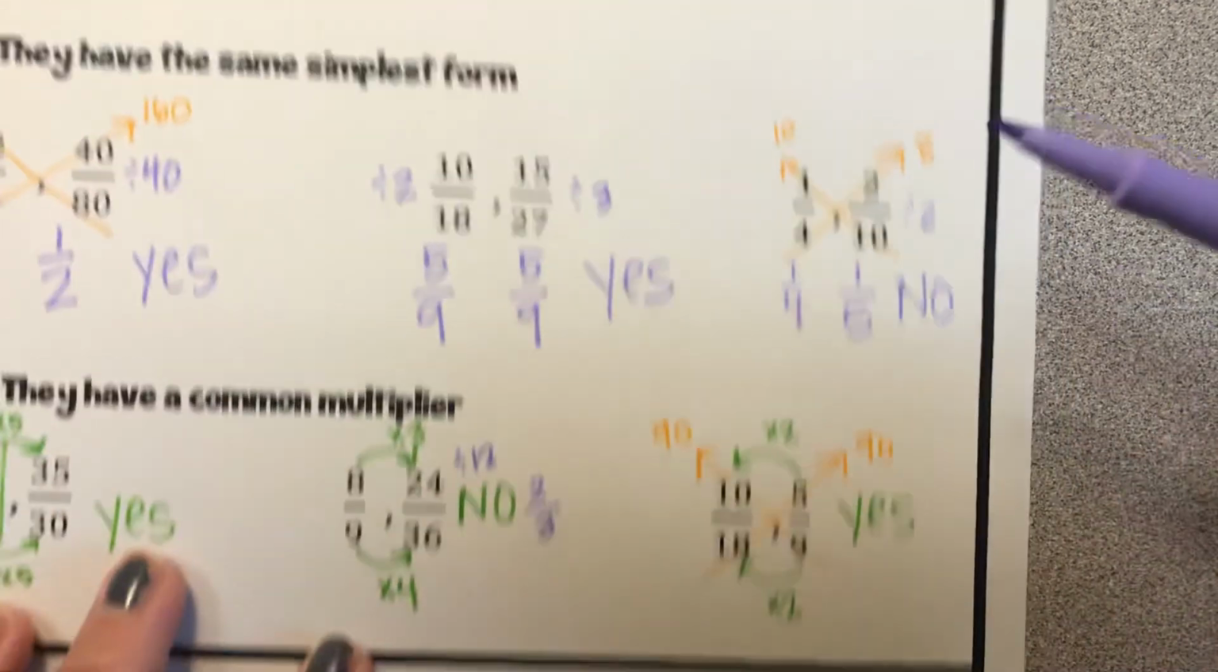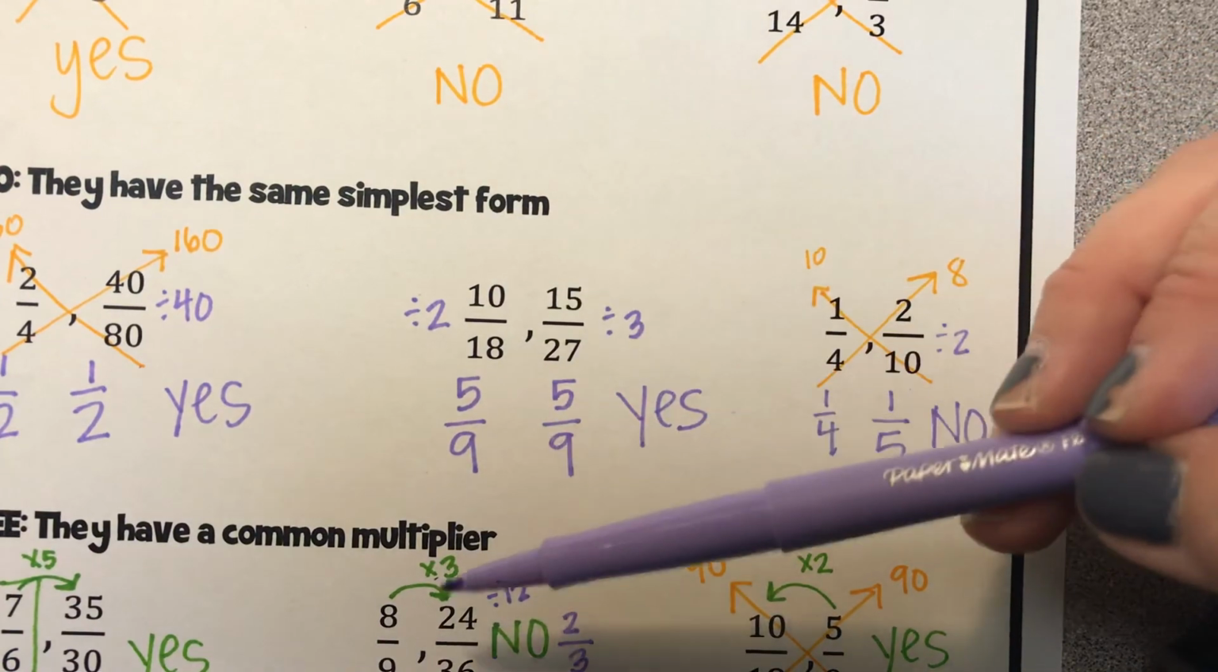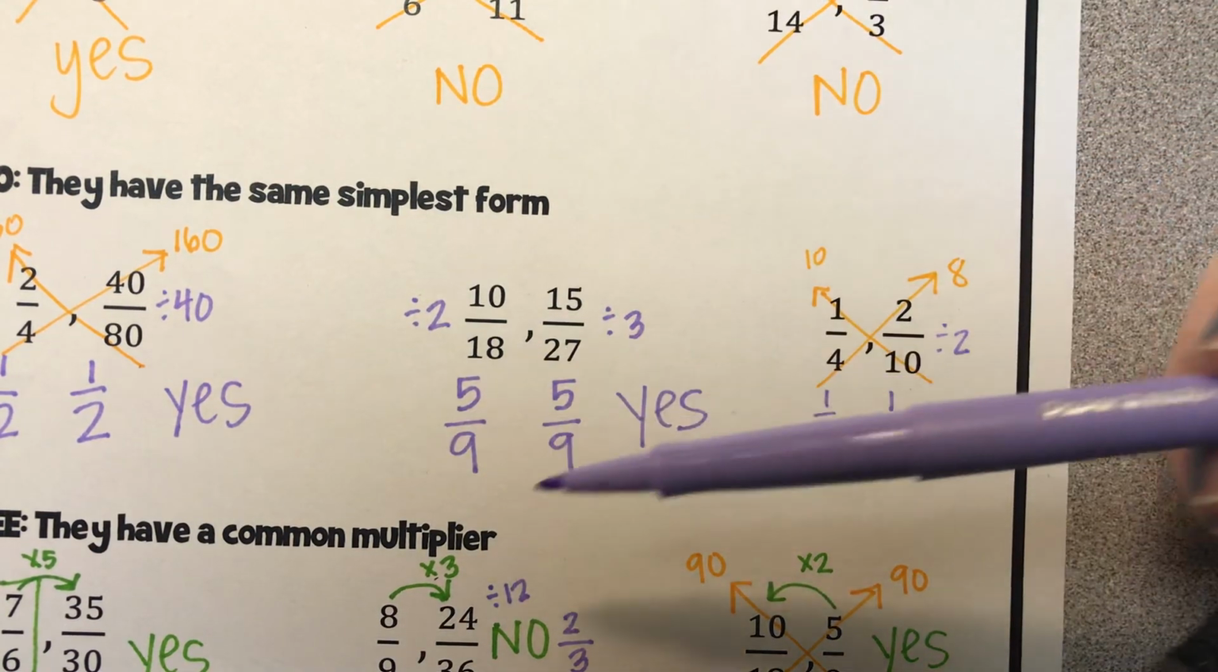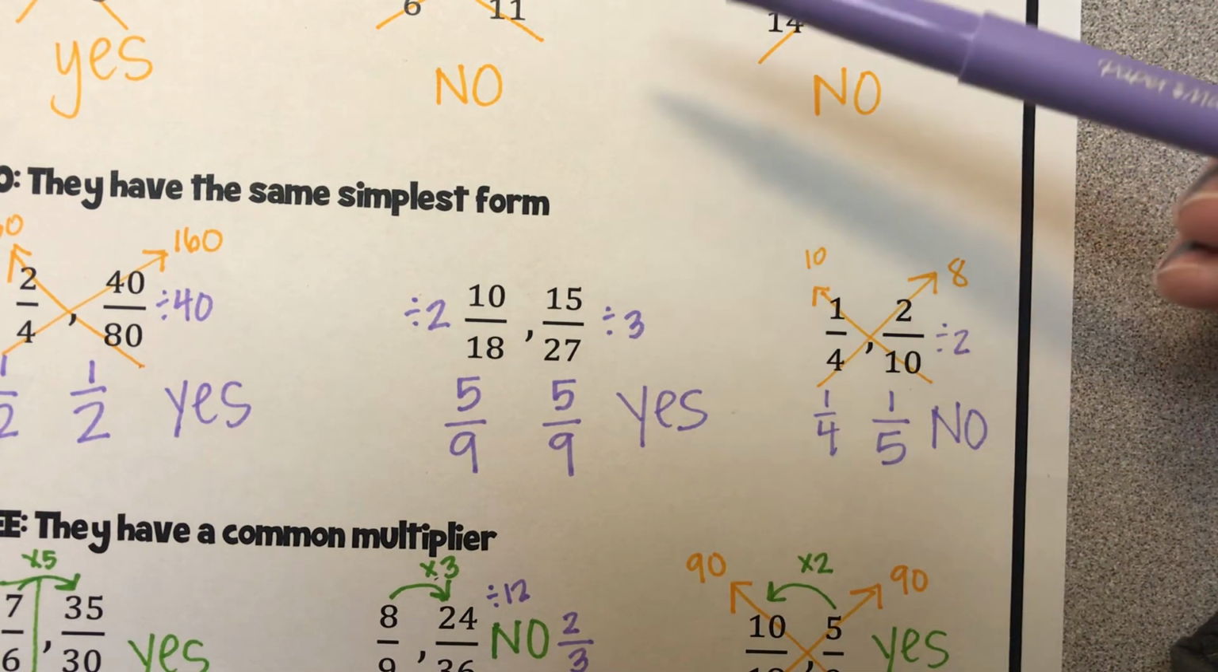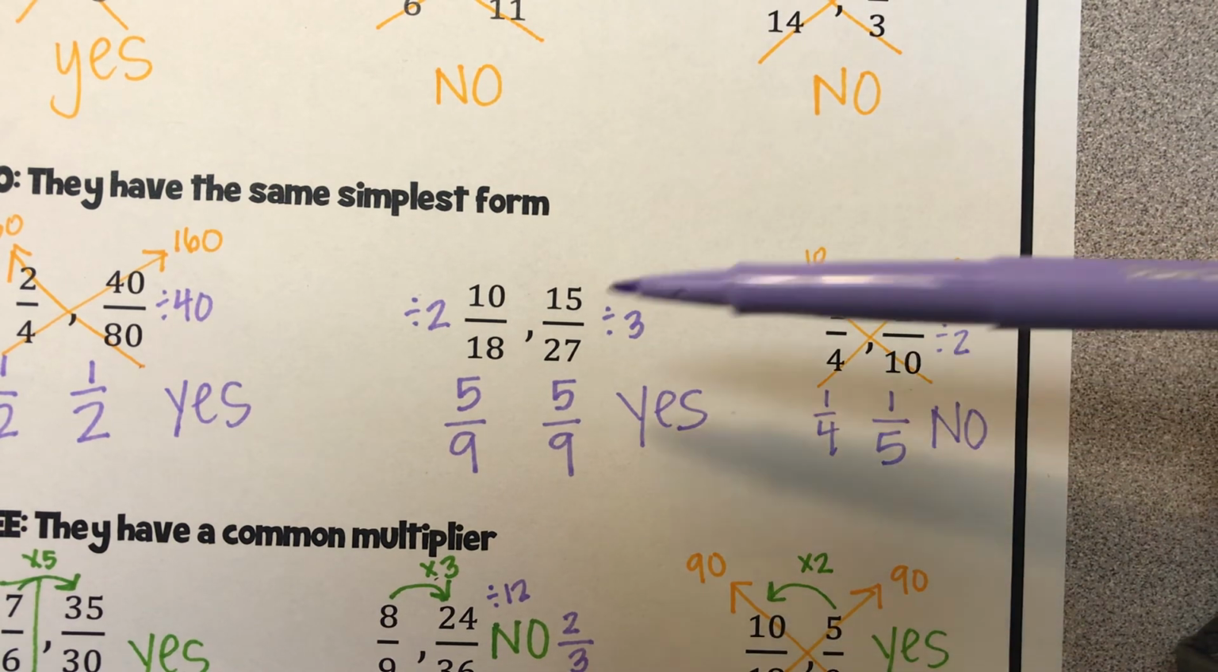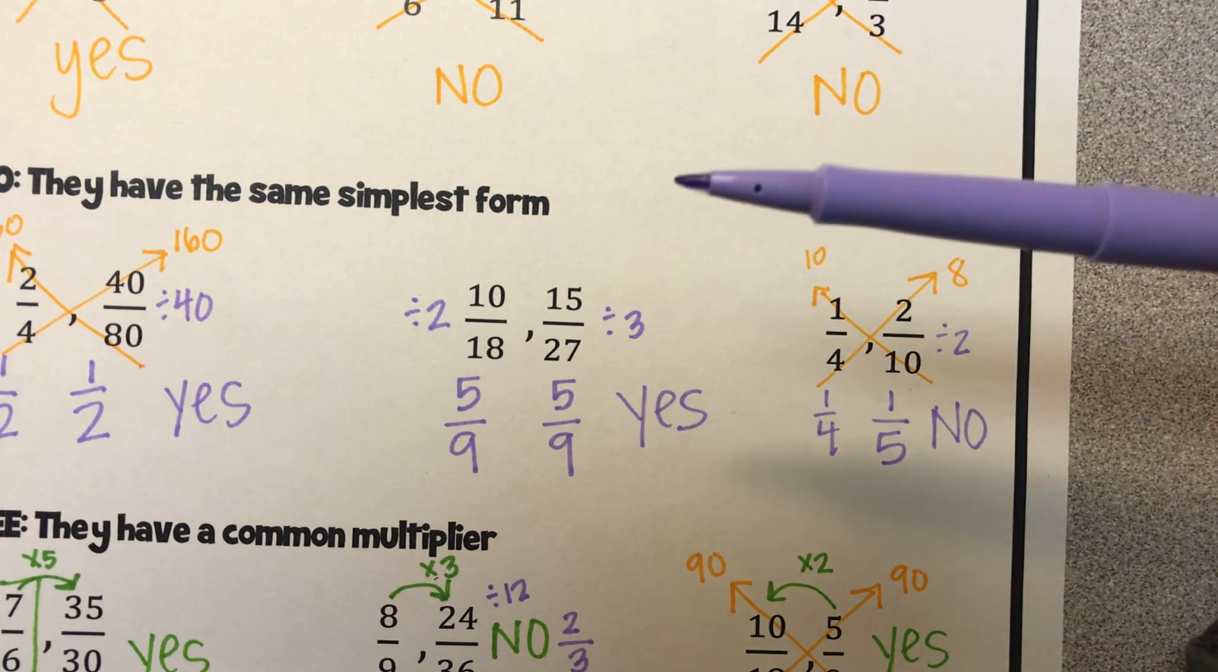So again, cross products, same simplest form or common multiplier, either way, you can do them. It's just up to you based on the numbers and the size of them and all of that.